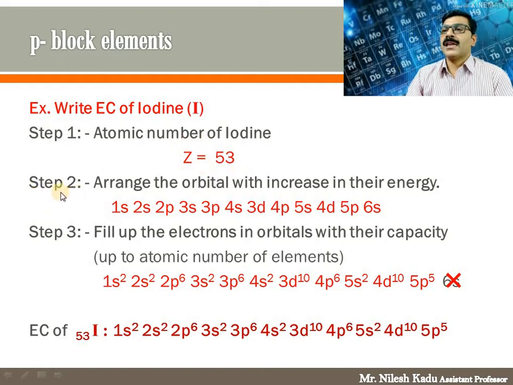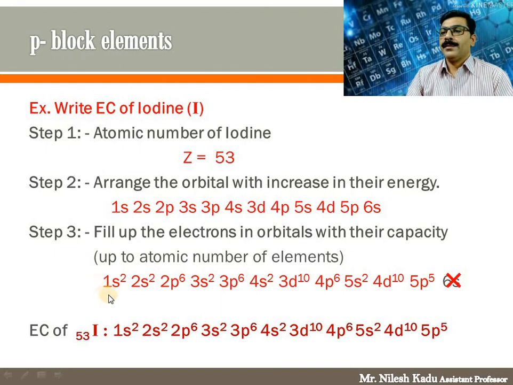Now the second step, you have to arrange the orbitals with increase in their energy, meaning 1s orbital first, then 2s, 2p, 3s, 3p, 4s, 3d, 4p, 5s, 4d, 5p and 6s according to the above principle. Now in the third step, you have to fill up the electrons on the basis of the capacity of orbitals up to the atomic number of the element.